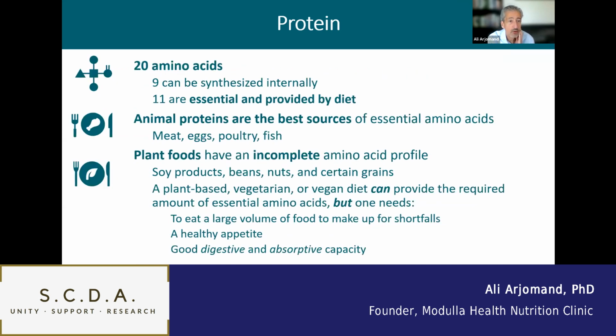Now, just digging into a little bit more, you probably know all this. 20 amino acids make up all the proteins. 9 can be made by you, but 11 need to come from the diet. These are the essential amino acids. We need them from the diet.